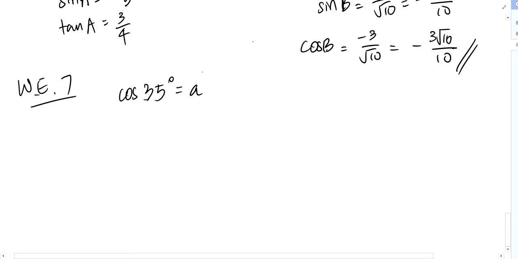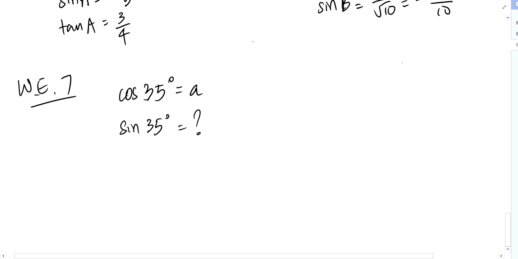And our job is to find sine 35 degrees in terms of A. So you are not supposed to evaluate A. I know all of you have calculators. You can just press cosine 35 degrees and get a value of A. But that's not what we want you to do. I want sine 35 in terms of A. Okay? So tell me everything you know about cosine 35 degrees equals to A. Give me a fact about cosine 35 degrees equals to A. Any fact, anything that comes to mind.